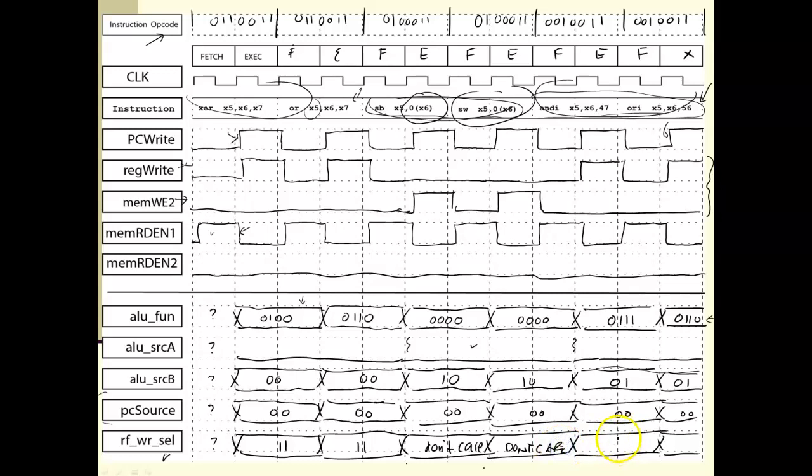So these two here are using the ALU once again. The result from the ALU is being fed back around into the register file, and so I need to route it there using a 1, 1. Okay, so I did most of these.